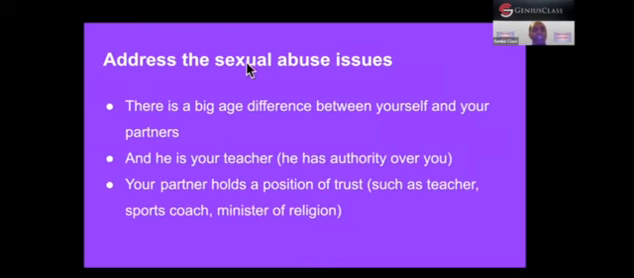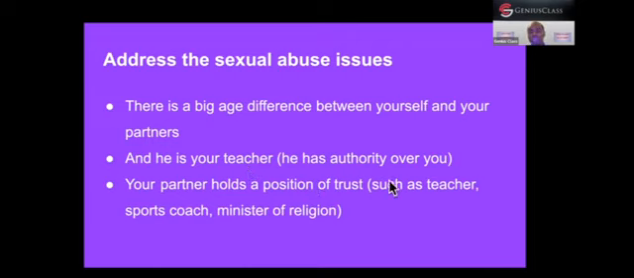Then we have to address the sexual abuse issues. Explain that there is a big age difference between yourself and your partner. Your partner is also a teacher. He has got authority over her. He occupies a position of trust, and he has got authority over her because he's a teacher. As a result, it's not a balanced relationship.